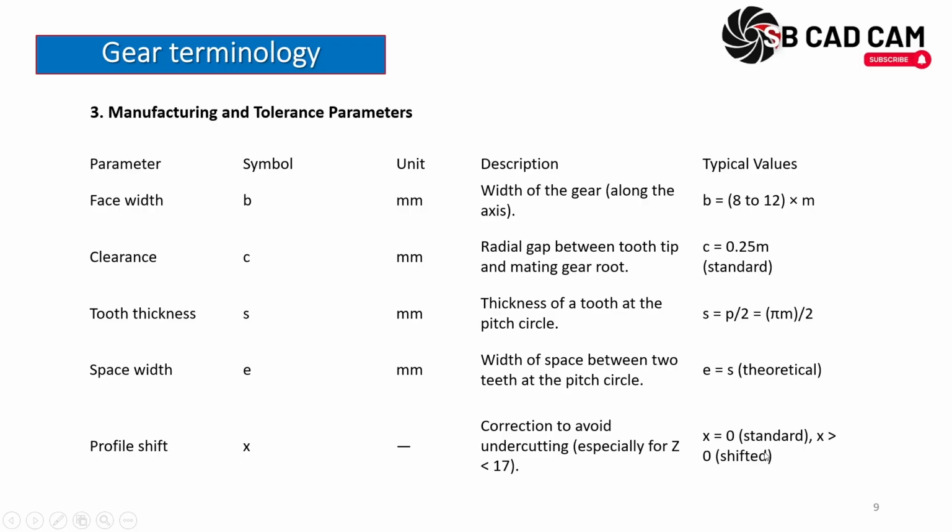So it is for gears that don't have many teeth. It is equal to 0 as standard, but we can give it a value to improve the performance of the gear.